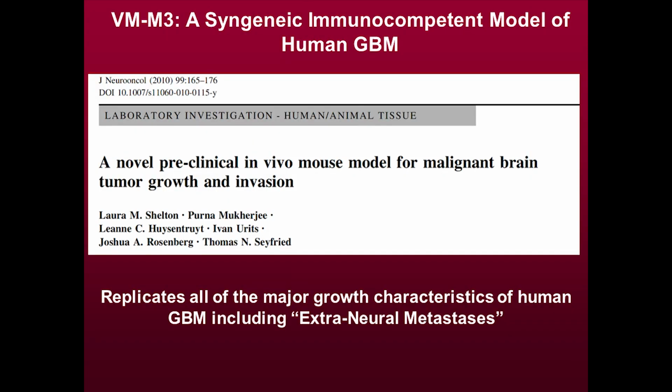And we've built one of the best models that there is that replicates all of the major characteristics that you see in human glioblastoma. That's the VM-3 model, and Christos just mentioned that a moment ago. It replicates all of the major growth characteristics of the human brain, including extraneural metastasis. These tumors arise spontaneously in the mouse that is syngeneic, has a normal immune system, and the genetic background of the tumor and the host is the same. And it even has extraneural metastasis.